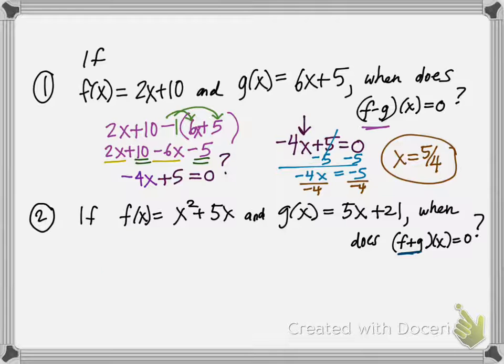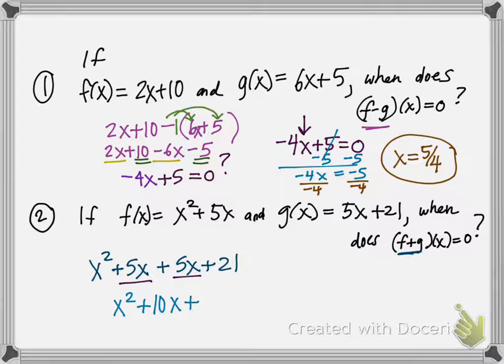So f of x, which is x squared plus 5x, and then g of x, which is 5x plus 21. So I noticed that I have some like terms, these 5x's. So my final answer is a trinomial. x squared, 5x plus 5x is 10x, and then plus 21. So it's asking, when is that equal to 0? So if you have to solve this equation, you do have to convert the expanded form, which is x squared plus 10x plus 21, into factored form.